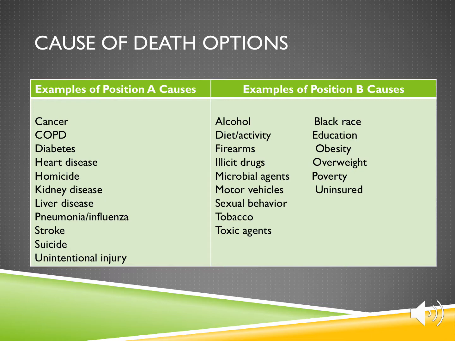Here's an example of how you can create a scorecard while you're working on this exercise, debating which should be listed on the death certificate. Position A, only diseases or injury codes, or position B, only underlying risk and contributing factors listed as the cause of death.